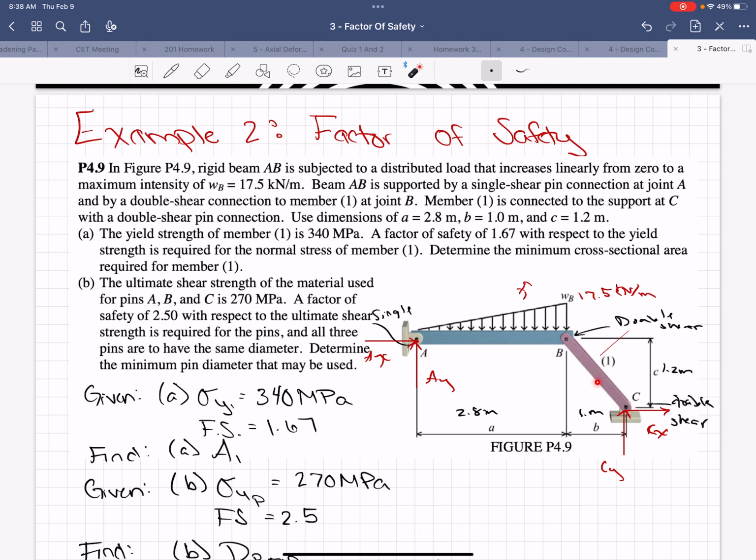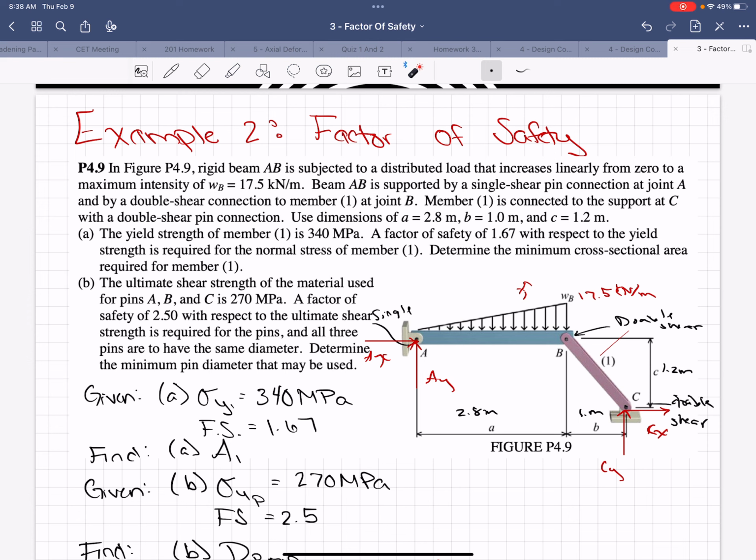We're given a yield strength, so that's just a yield stress, 340 megapascals. We have a factor of safety of 1.67. When we see these two things, we know we're going to take our yield stress of 340, divide it by our factor of safety of 1.67, so that we get an allowable stress. That's going to be the allowable normal stress of member 1. We know the force in member 1 from all the statics we did. So then we're going to find the minimum cross-sectional area for member 1.